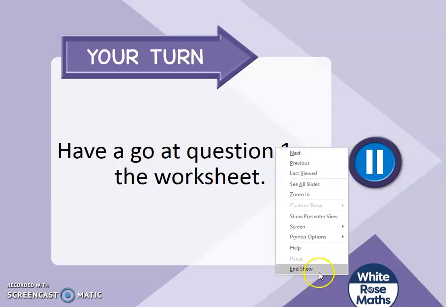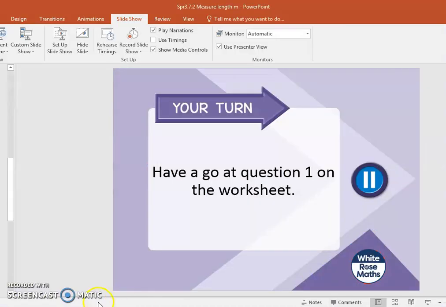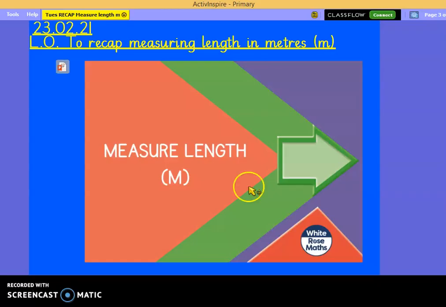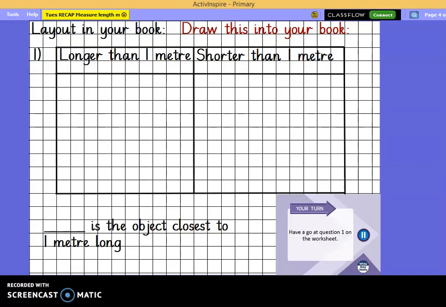Let's have a look at what you need to do for number 1 on your worksheet. I'd like you to lay it out in your book a bit like this. Notice how many squares are long and 2 squares down for each of the titles, and then you've got space to record your objects by name or just draw what it is, using objects from home, unless you happen to be in the classroom. So remember, even if it says in the classroom, you can pick things at home.